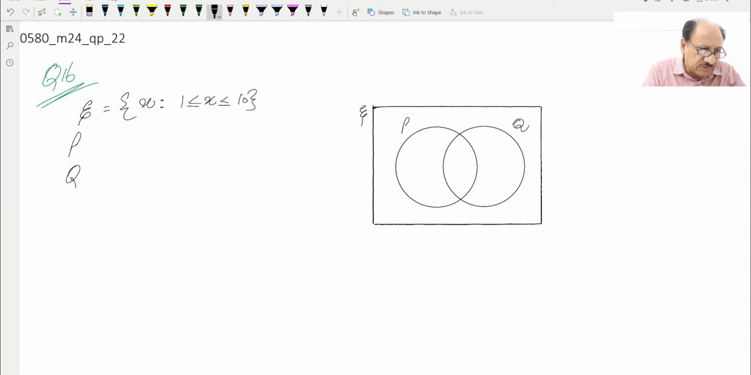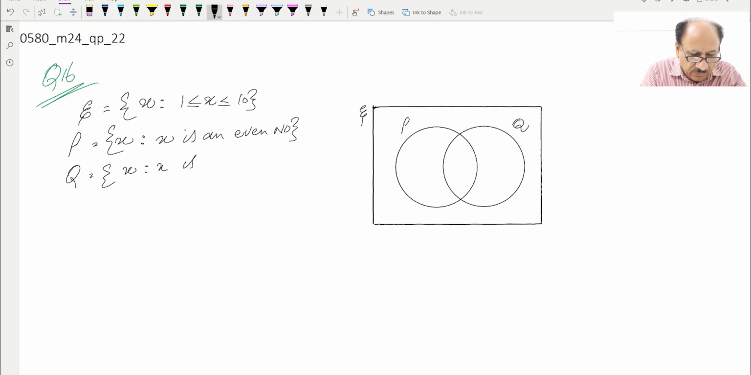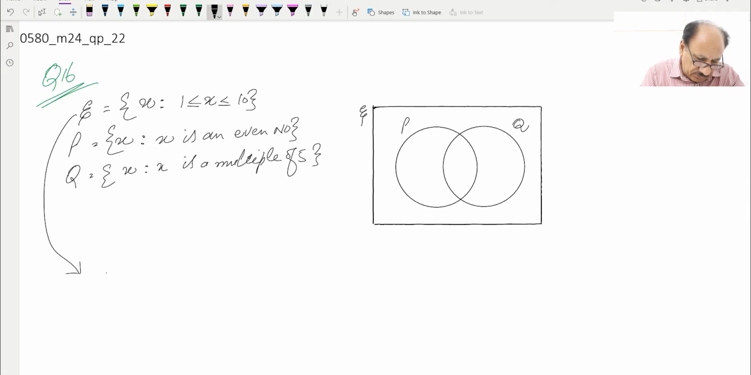I will write, and then I will discuss this question. P is {x such that x is an even number}, so this is an even number provided. And Q is given as {x such that x is a multiple of 5}. So this is the question. So if we write the members of this universal set, the members will be 1, 2, 3, 4, 5, 6, 7, 8, 9 and 10.